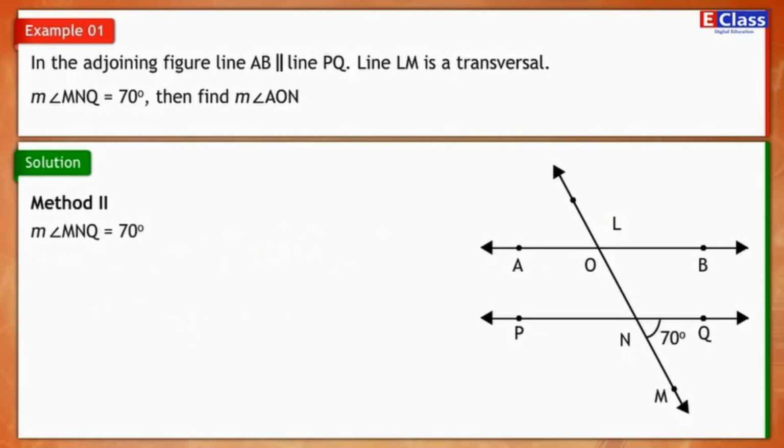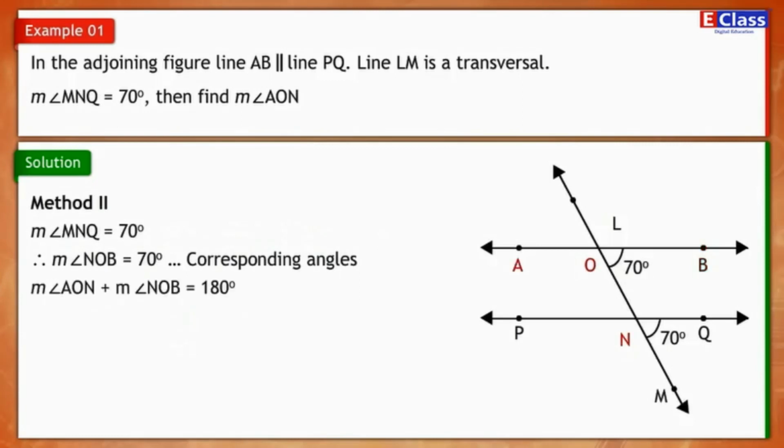Measure of angle MNQ is equal to 70 degrees. Therefore, measure of angle NOB is equal to 70 degrees as they are corresponding angles. Measure of angle AON plus measure of angle NOB is equal to 180 degrees. Therefore, measure of angle AON plus 70 degrees is equal to 180 degrees, which is equal to 110 degrees.